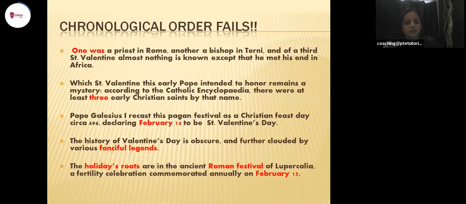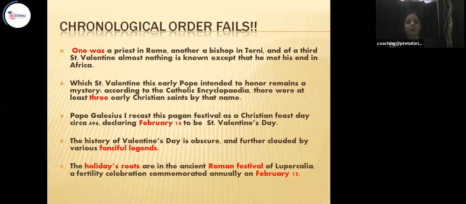Muskan has written the history. Okay. See, my first sentence is 'one was'. I cannot, 'one was' means something was previously there. Which Saint Valentine this early Pope intended. Only the word Pope is there. After that, the word Pope Galatius is there. I cannot write only Pope there. So the second can never be my opening sentence. Then, 'Pope Galatius I recast this pagan festival.' Which pagan festival are they talking about? So a big cross to number third.